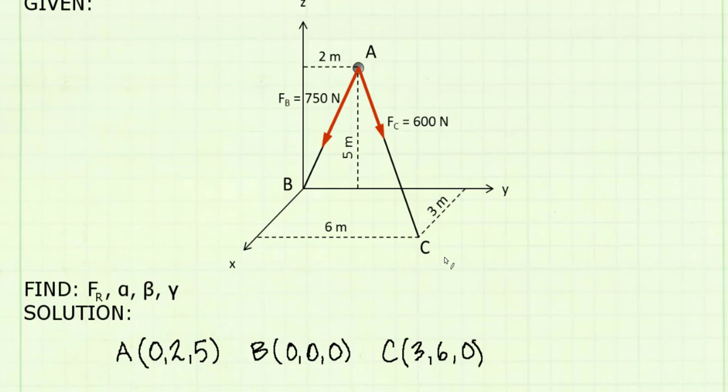If I think ahead, the easiest way to find the resultant force of a system of vectors is to write the original vectors in Cartesian notation, then add the components. So I need to put my vectors B and C in Cartesian notation. I'm going to start with vector F sub B going from A towards B. What I need is a unit vector acting from A towards B. I'm going to find it by first creating a position vector based on the coordinates of points A and B.